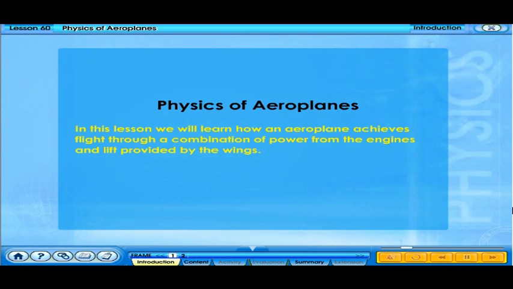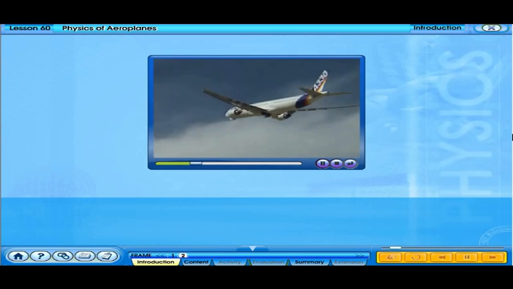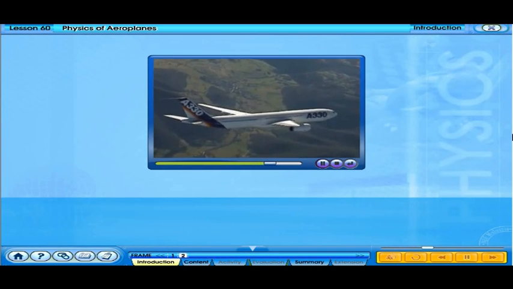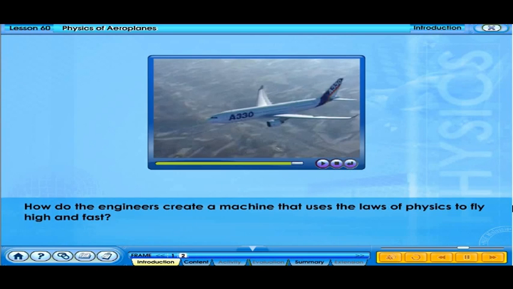In this lesson, we will learn how an aeroplane achieves flight through a combination of power from the engines and lift provided by the wings. A big aeroplane such as this depends on the laws of physics to fly. What are the forces acting on an aeroplane? How do the engineers create a machine that uses the laws of physics to fly high and fast?